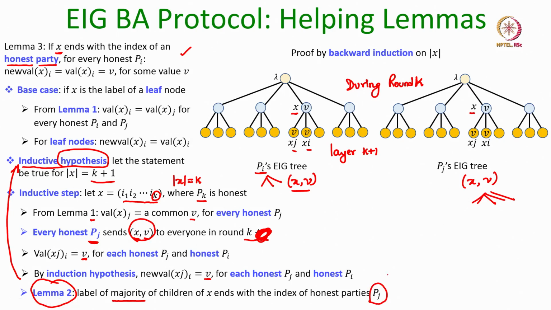And such nodes whose last index corresponds to an honest party, their new values will be the common v that comes from the inductive hypothesis. Due to this, when the parties respectively apply the majority rule in their respective copies of the EIG tree to compute the new value for the node x, it will turn out to be value v only. So, the old value remains v and the new value also remains v. It will not change for all the nodes x, irrespective of which layer they occur in, provided x ends with the index of an honest party.